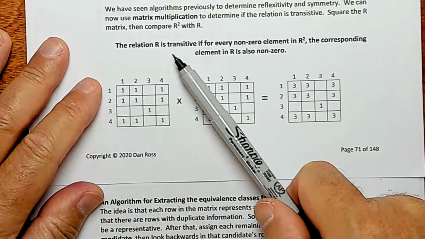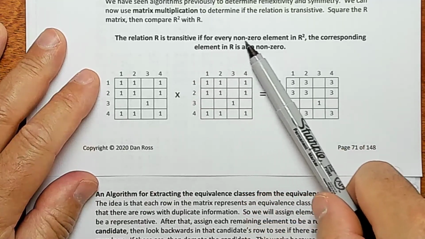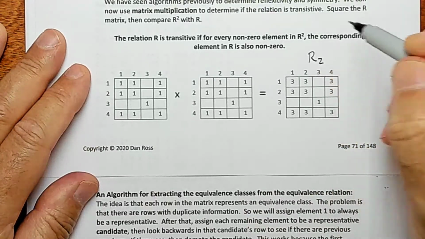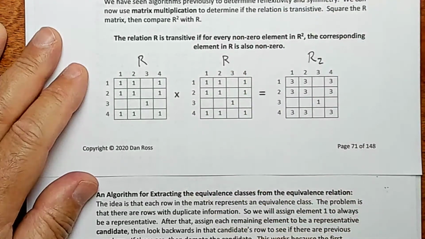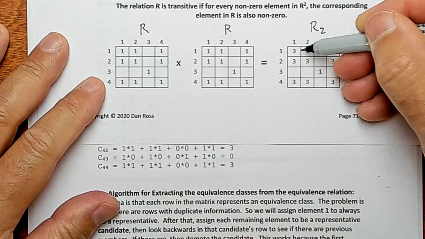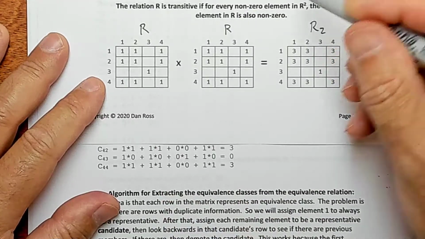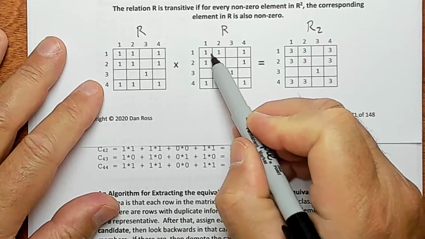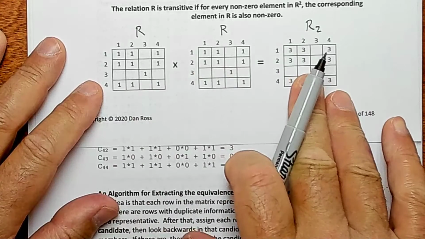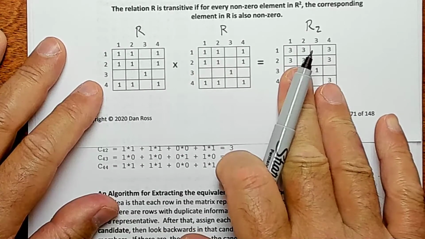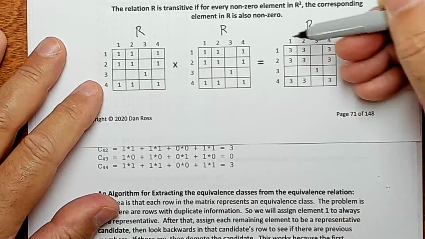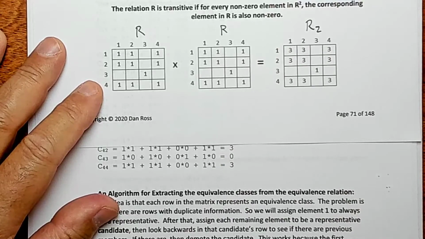Basically, for every non-zero element in R2, this is R times R, and you get R2, you must have a non-zero element in R in order to be transitive. So first you calculate the matrix product. Then you look at each item, and if it's non-zero in here, then it must also be non-zero in here. That's the algorithm.